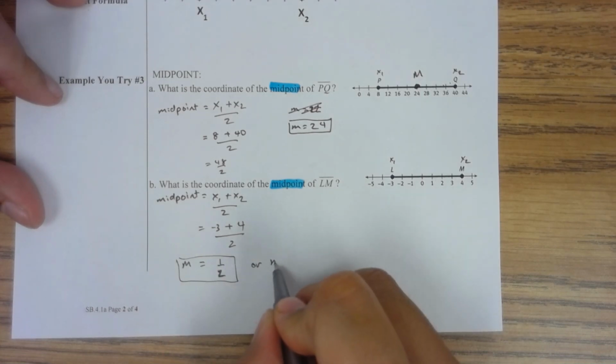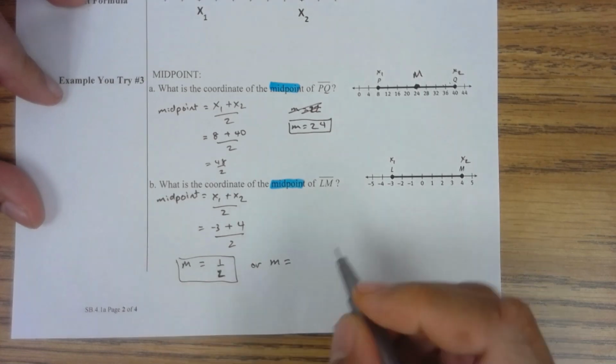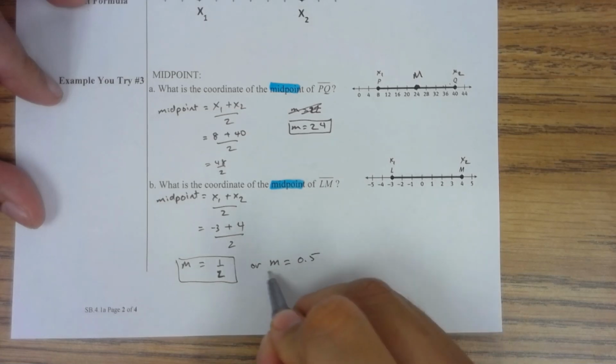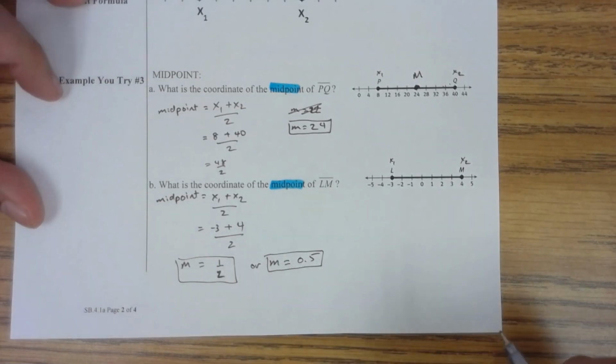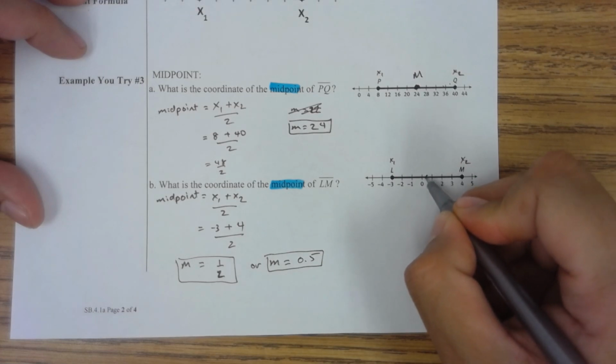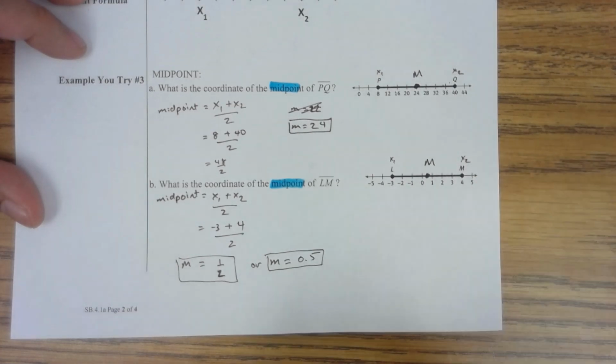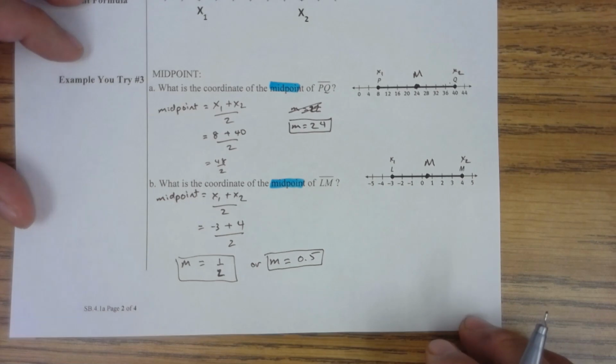And some of you guys recognize that the midpoint 1 over 2 is in decimal, so 0.5. So 0.5 is somewhere around here. So that's your midpoint. Okay.